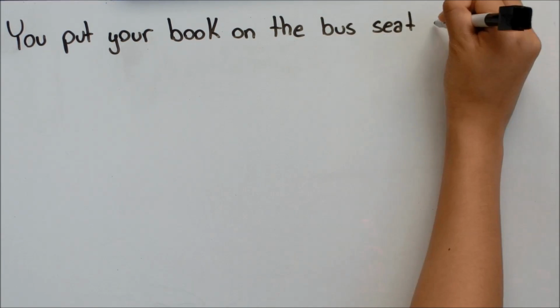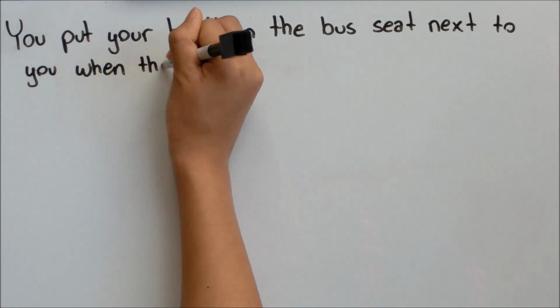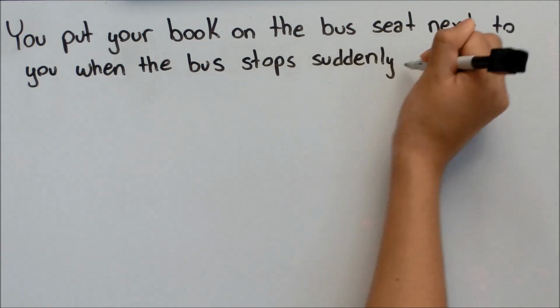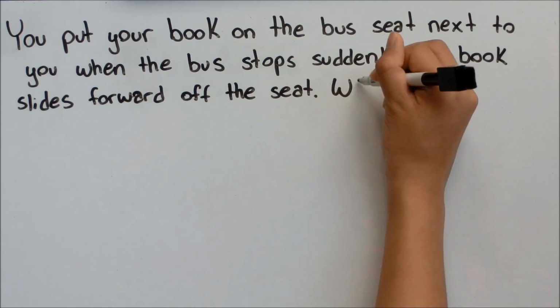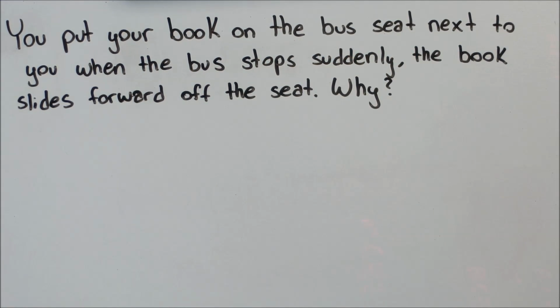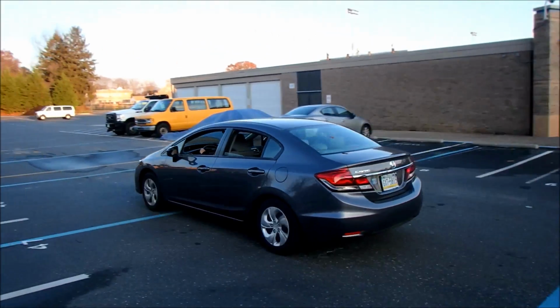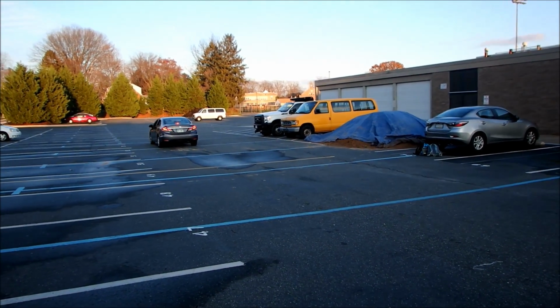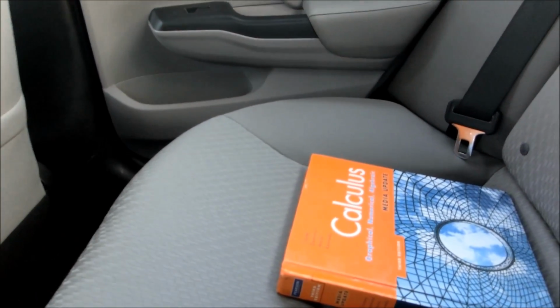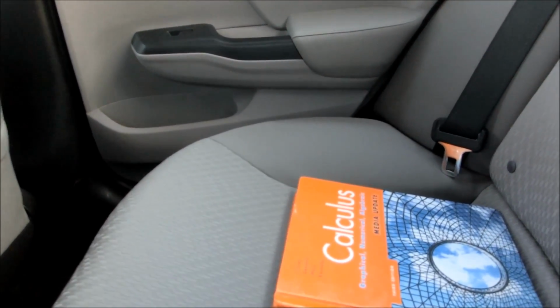You put your book on the bus seat next to you. When the bus stops suddenly, the book slides forward off the seat. Why? Study the motion of the textbook as the car changes speed.